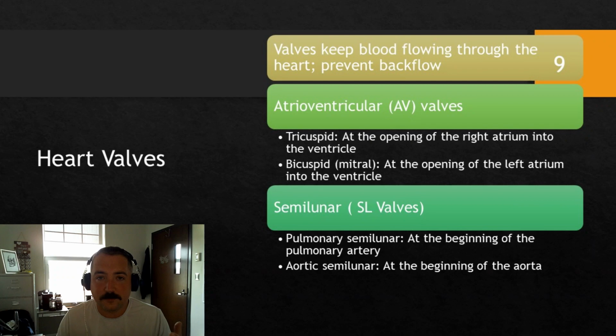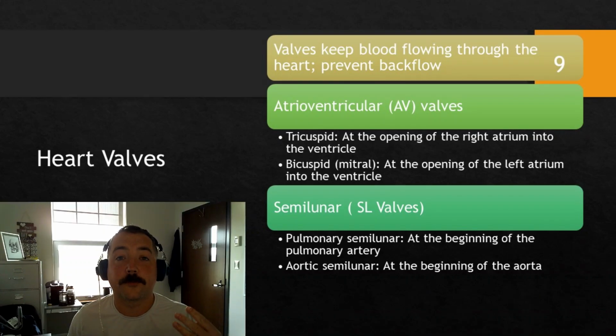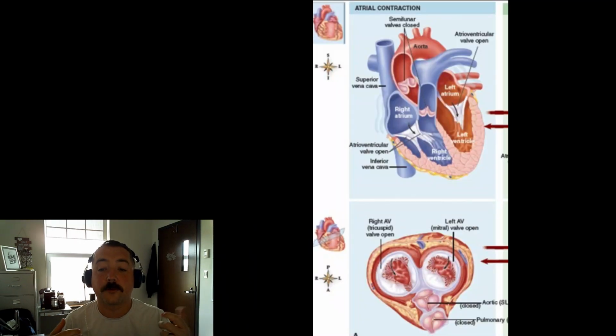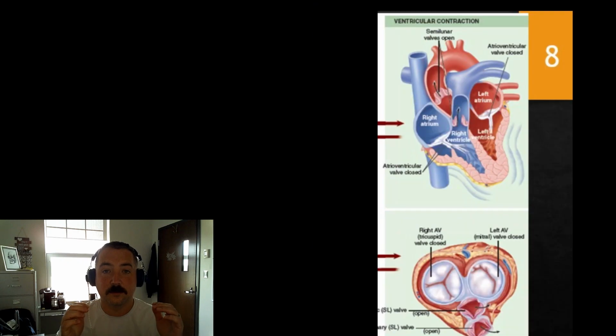So there's 4 valves in the heart, and their job is to stop the blood from going backwards when the ventricle contracts. The tricuspid valve is made up of 3 leaflets, and they're held into the heart by these strong tendons called chordae tendineae. When the right atrium contracts, the valve opens up and allows the blood to go through. But when the ventricle contracts, the valves close up, so blood doesn't go backwards.